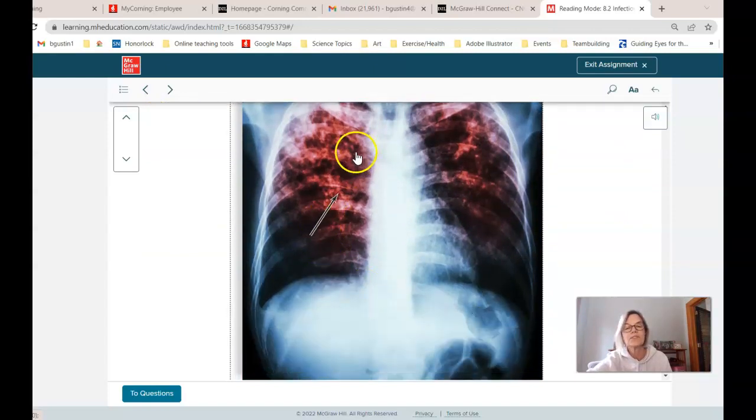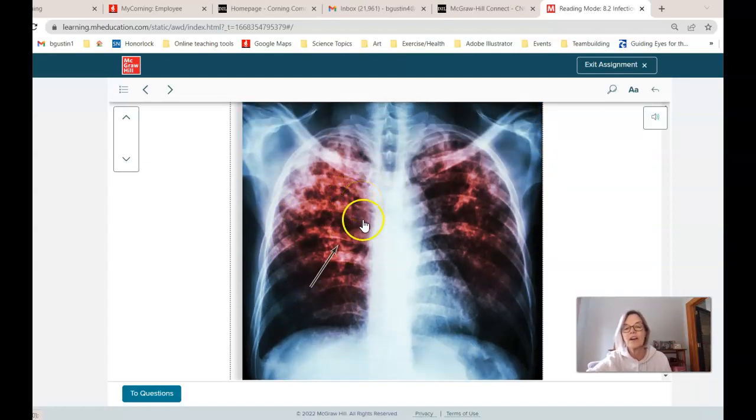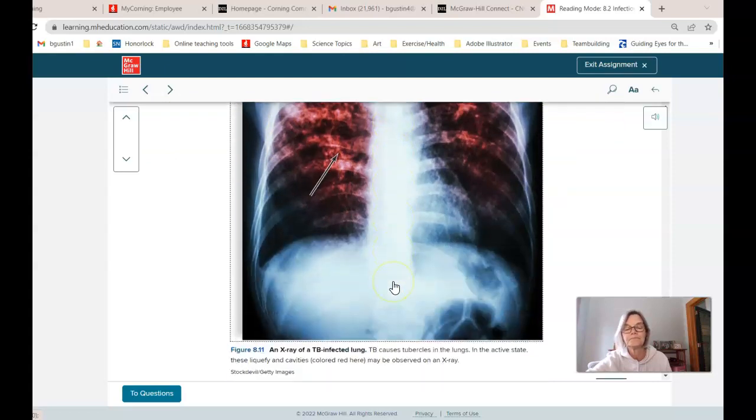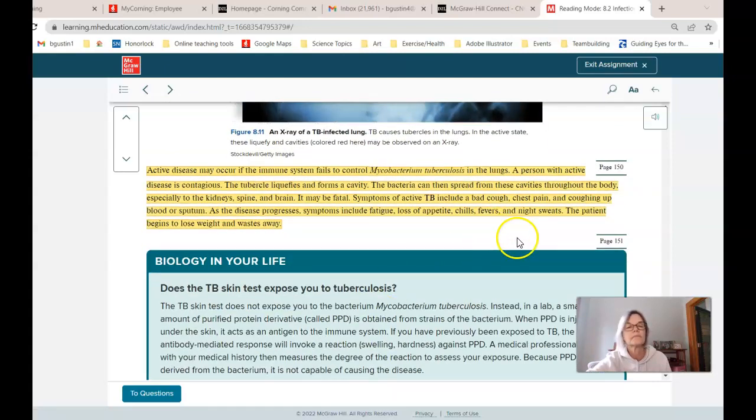And you can imagine if you have clusters growing in your lungs that are becoming liquefied and causing you to cough, eventually they grow enough that it could cause the patient to die from not being able to breathe well. Here it says bad cough, chest pain, coughing out blood or sputum, and it progresses into fatigue and loss of appetite. They're going to lose weight and waste away.